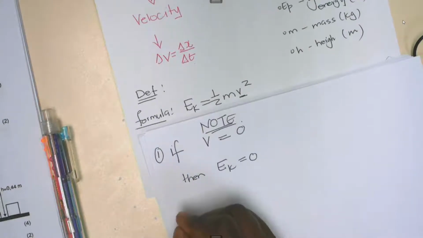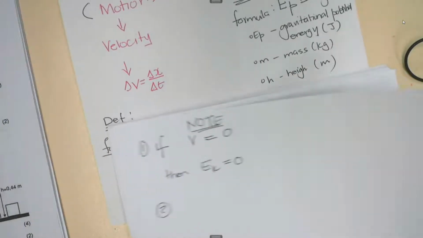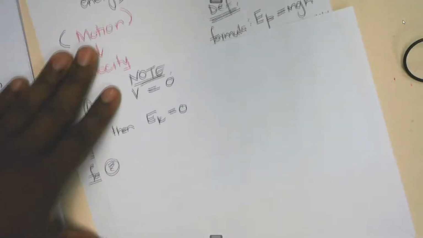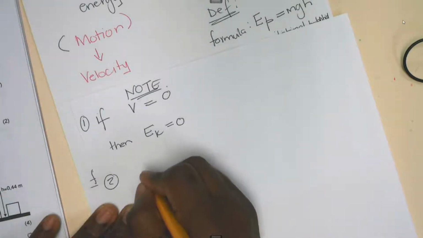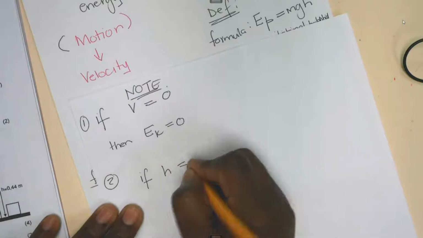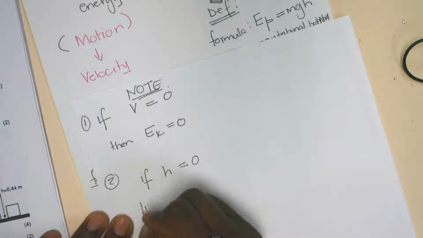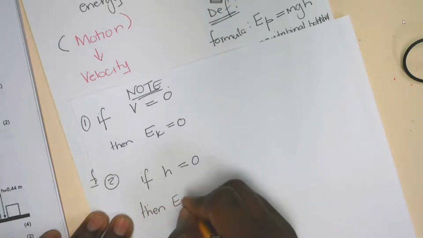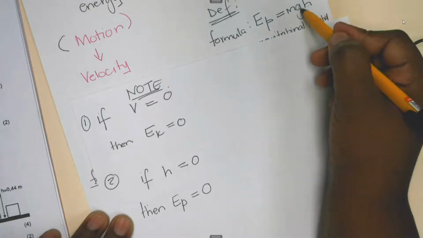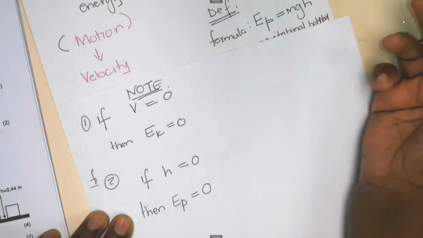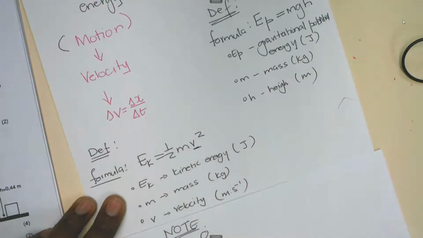Then secondly, from the formula of potential energy, if h is 0, therefore EP will be 0, because h multiplied by g by m, anything multiplied by 0 gives you 0. 0 multiplied by anything is 0.